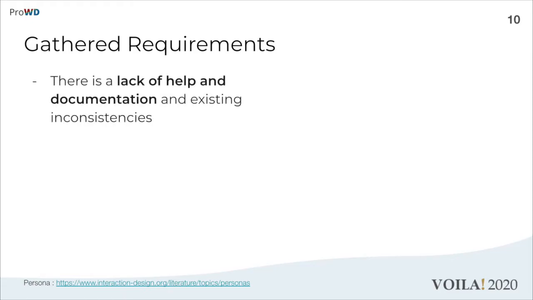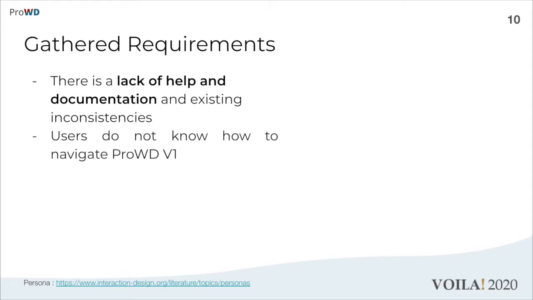And here are the gathered requirements from all of that process. We gathered from the heuristic evaluation that the main problem is the lack of help and documentation, and also inconsistencies that exist within Proud version 1. Meanwhile, the user research shows that generally the users do not know how to navigate Proud version 1, maybe caused by the technical terms that are used, the interaction flow, and a bunch of other reasons which are all noted down and taken into consideration.